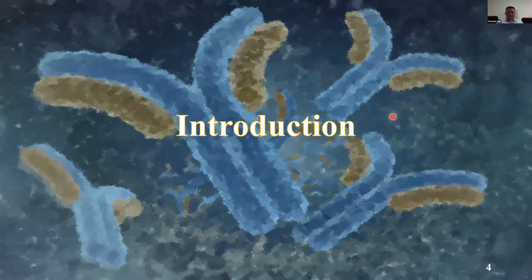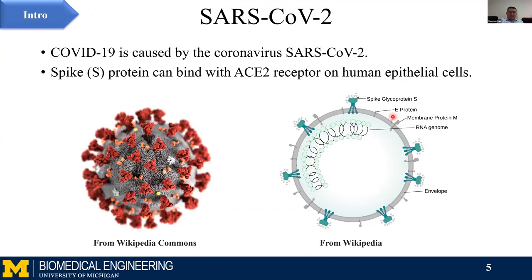So here is the introductory part. As everyone knows already, COVID-19 is caused by the RNA coronavirus SARS-CoV-2. The structure of this virus is shown here. Basically, this virus uses a protein called spike protein to bind with the ACE2 receptor on human epithelial cells. This is the invasion mechanism of this virus. In infection conditions, the spike protein can bind with it and then go into the human cell.